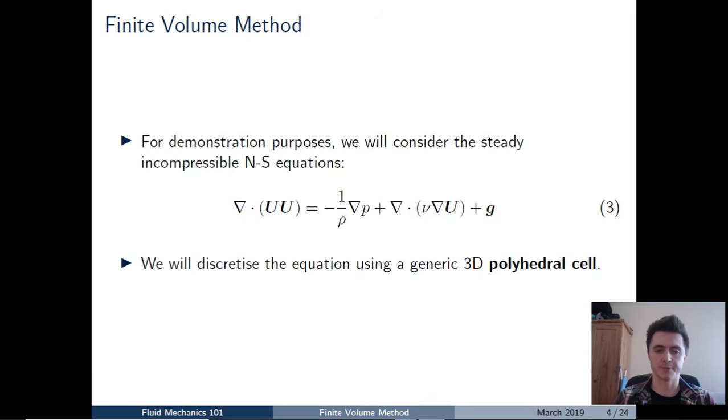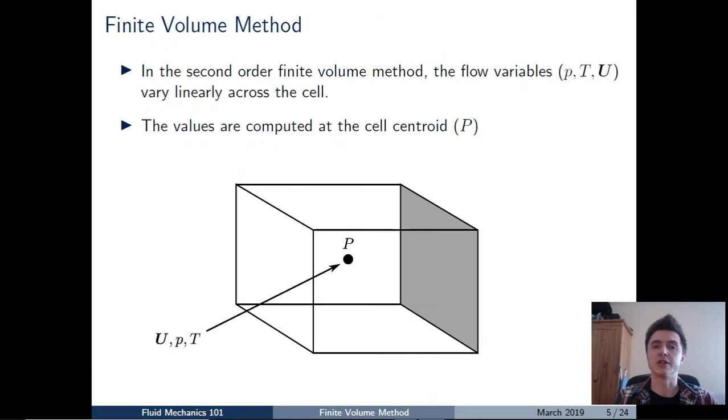So in the second order finite volume method that we're going to be considering here, the flow variables, that's pressure, temperature, velocity, turbulent kinetic energy, these values are going to be stored at the cell centroid. And this is a cell-centered finite volume method that's used by codes like OpenFOAM and ANSYS Fluent. And the flow variables are stored at the cell centroid, and they're assumed to vary linearly across the cell. So between the cell centroid and the various faces of the cell, they're going to vary linearly.